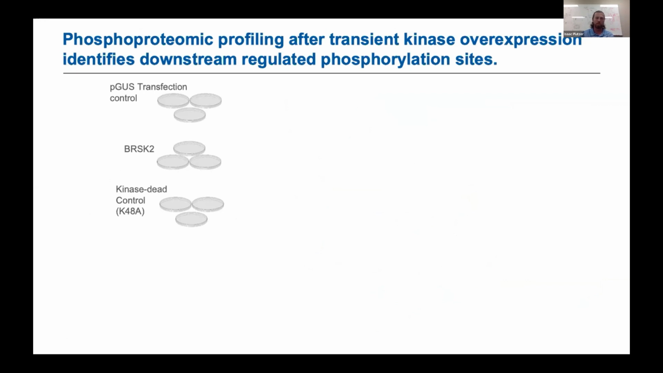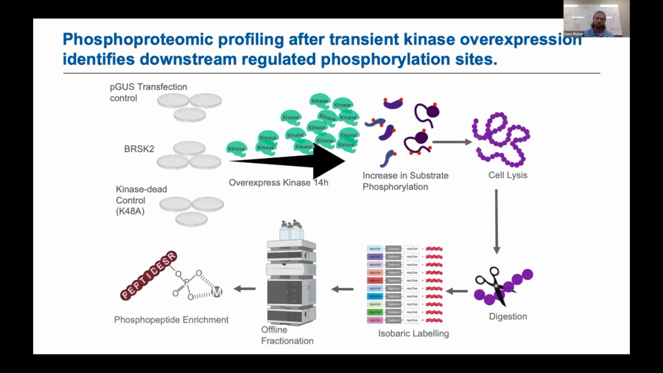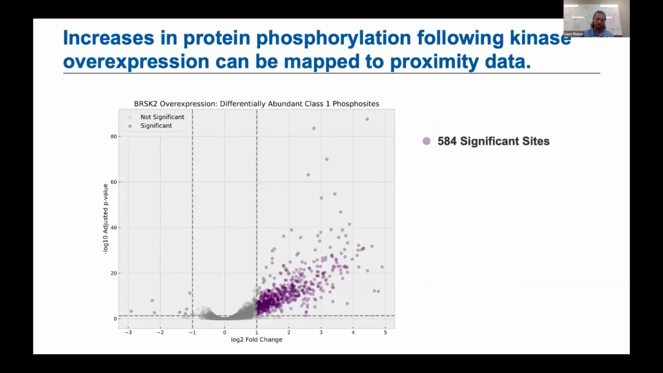So with this workflow, I take a kinase of interest. Here I'm showing BRISC2, and I transiently express it in a model cell line along with controls, either a transfection control or a kinase dead mutant. Following overexpression of the kinase, this leads to a rapid increase in phosphorylation of the substrates. And then I'll do a phosphoenrichment and deep profiling of the phosphoproteome using TMT labeling and offline fractionation to identify changes in the phosphoproteome that occur following overexpression of the kinase. And so the data for this experiment will look something like this.